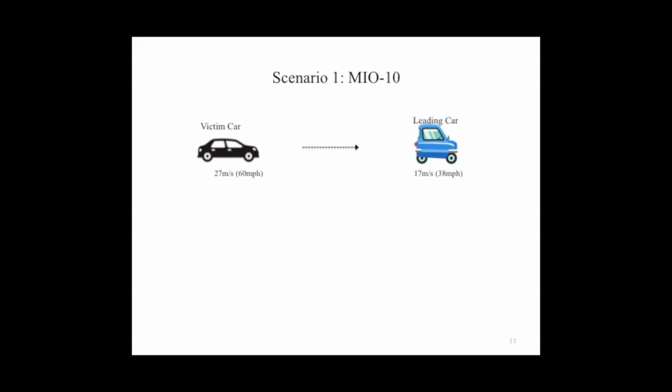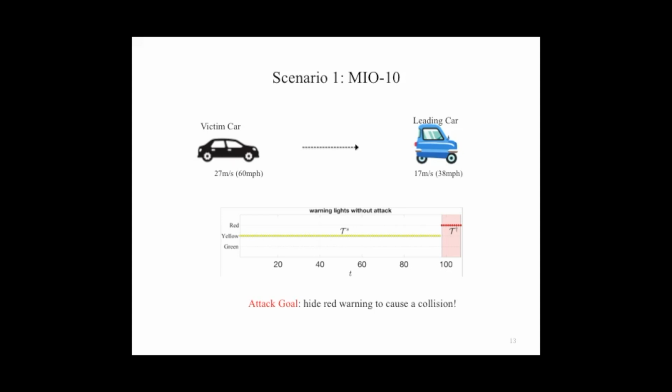The original warning lights without attack are shown below, where for a long period after the beginning, the warning light stays yellow, and then at step 100, the 2 cars get too close, and the FCW produces a red warning. In the absence of an attack, the FCW alerts in time for the human to react and brake to avoid collision. And the attacker's goal here is to change the warning lights from red to green in the target interval, where the target interval is after step 100 and corresponds to the red region.